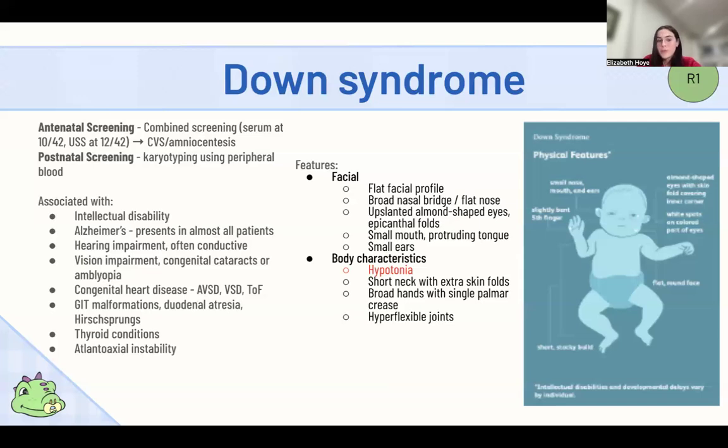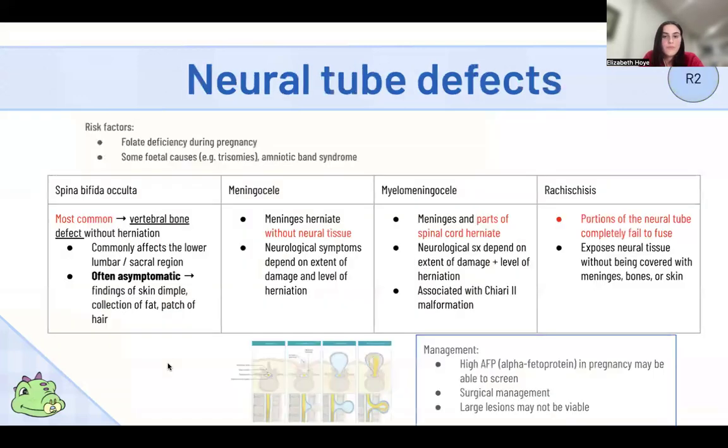Also a range of abdominal malformations, thyroid conditions, and then the identifying features, facially: a flat facial profile, a broad nasal bridge, or some people call it a flat nose, almond-shaped eyes, small ears, small mouth, and a tongue that protrudes. And something that's a lot easier to recognize is hypertonia. So that's a body characteristic, but there's a range of things and degrees, and it's obviously individualized to the child.